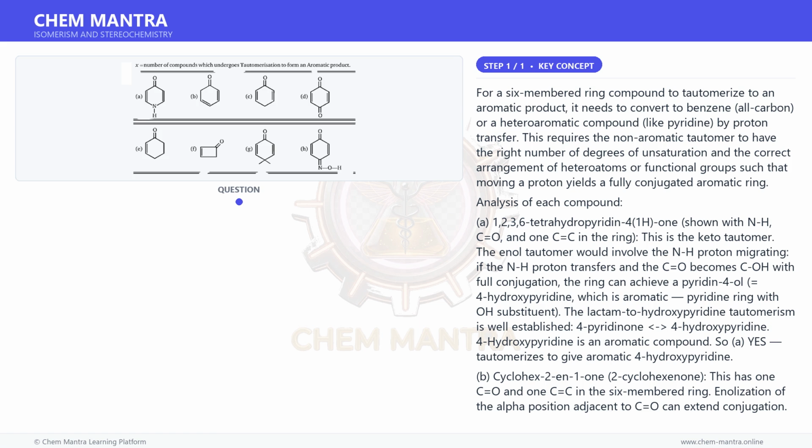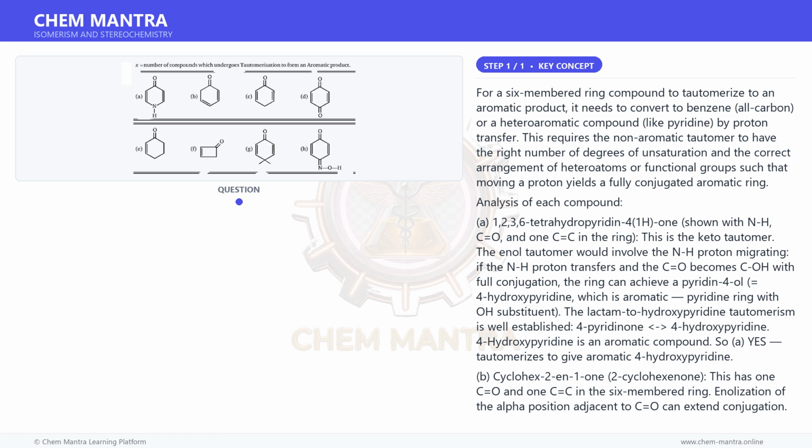D. Cyclohexa-2,5-diene-1,4-dione, para-benzoquinone. This compound has two C=O groups. Its enol tautomers would require both carbonyls to enolize to give hydroquinone, 1,4-dihydroxybenzene, which is aromatic. However, para-benzoquinone itself is the oxidized form, and its tautomer hydroquinone is aromatic. But wait, the structure shown appears to be cyclohexa-2,5-diene-1,4-dione, p-benzoquinone.